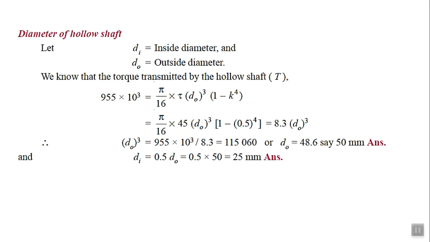So with the same torque transmission, if you want to use a solid shaft, then the diameter of the solid shaft should be 50 mm. Again, if you want to use the hollow shaft, then the outer diameter is 50 mm and the inner diameter is 25 mm.